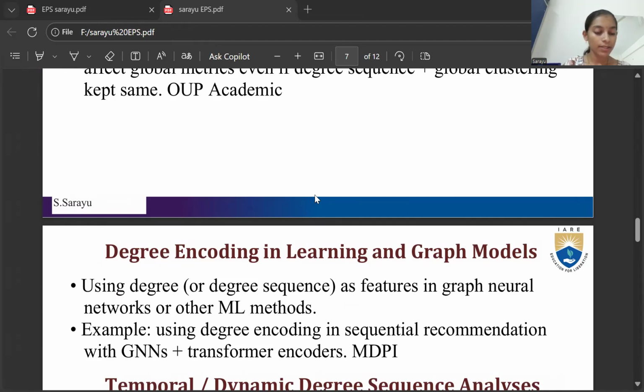Degree distribution versus full sequence. Often people speak of the degree distribution, the empirical or theoretical distribution of degrees, where P(k) is the fraction of nodes of degree k. But the full degree sequence carries more information, including node-specific identity. Some analyses condition on the sequence rather than just the distribution. Configuration model: degree-preserving random graph.